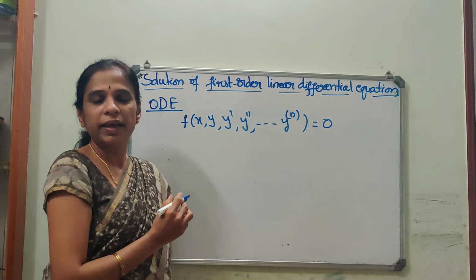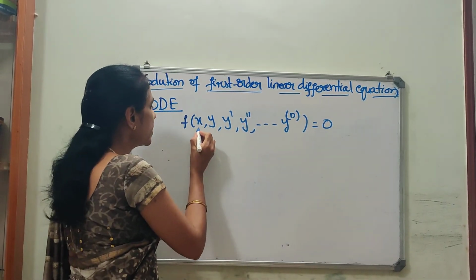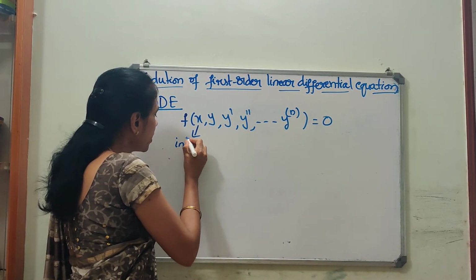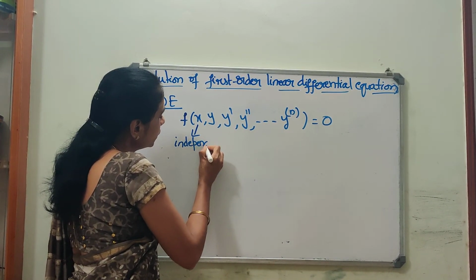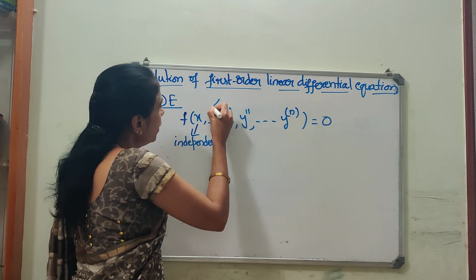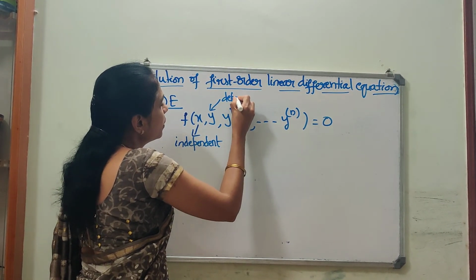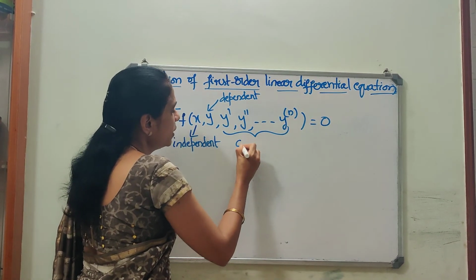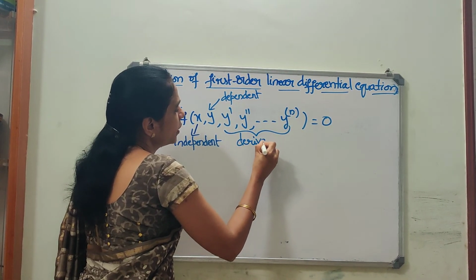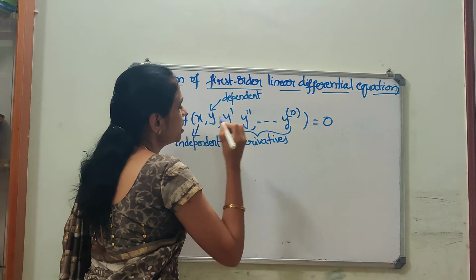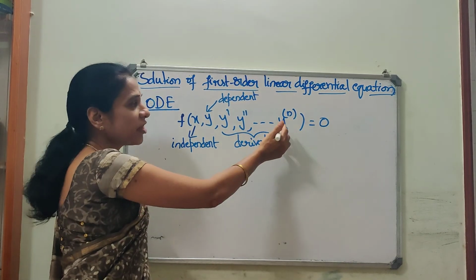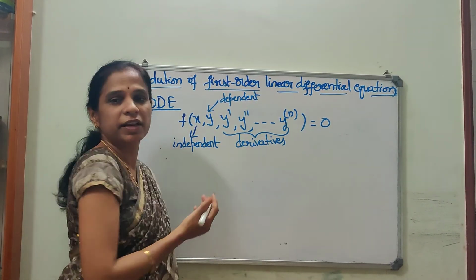So you can see here, by looking at this, it is very clear that an equation which contains an independent variable, a dependent variable and the derivatives of the dependent variable. If you have such an equation, it is called an ordinary differential equation of nth order. Here, because nth derivative is present.